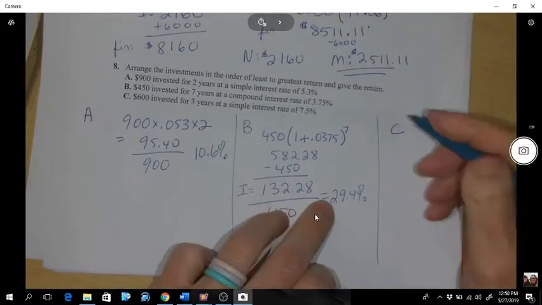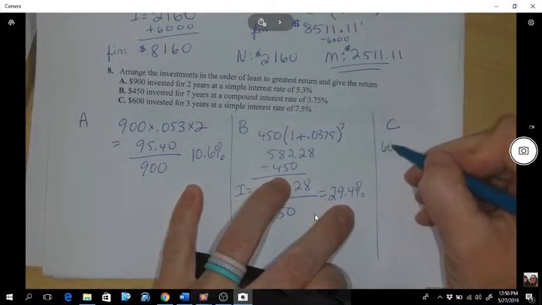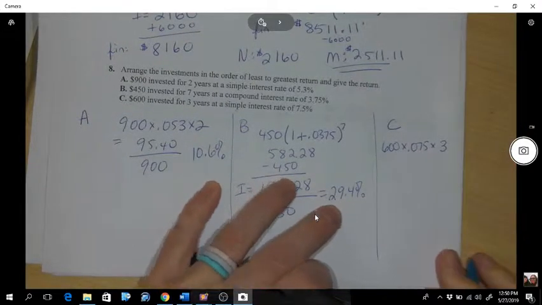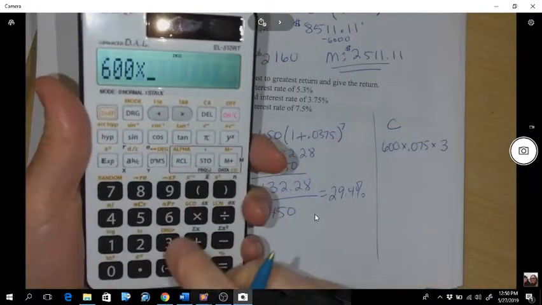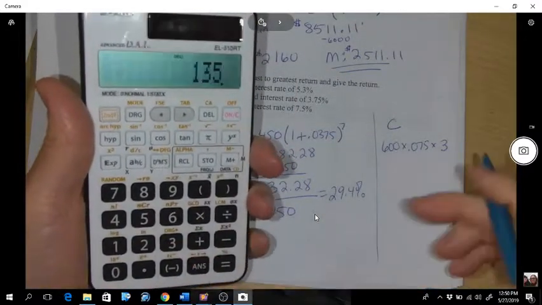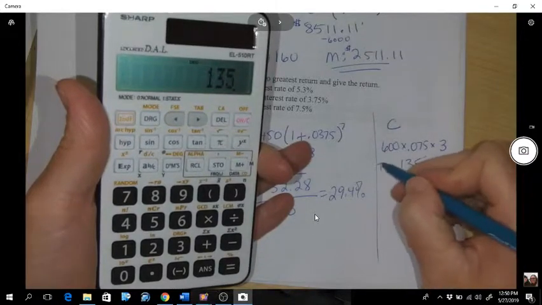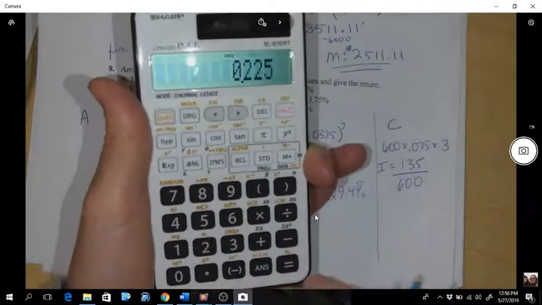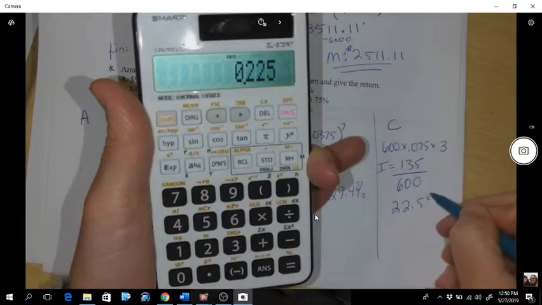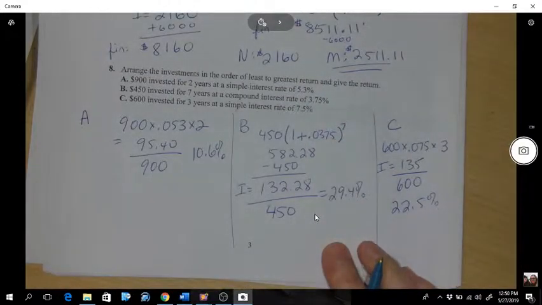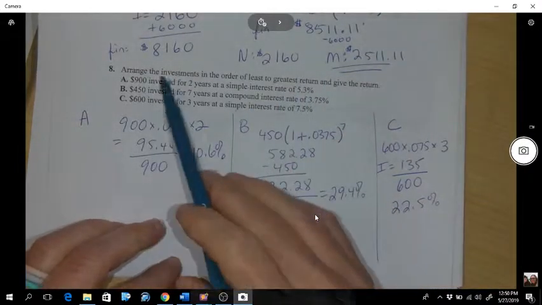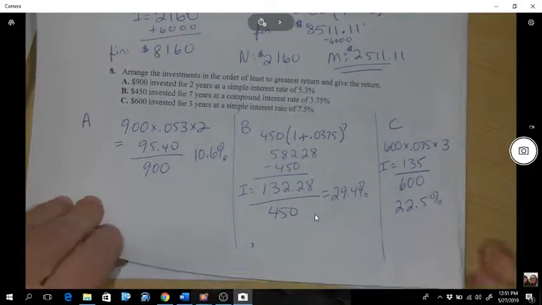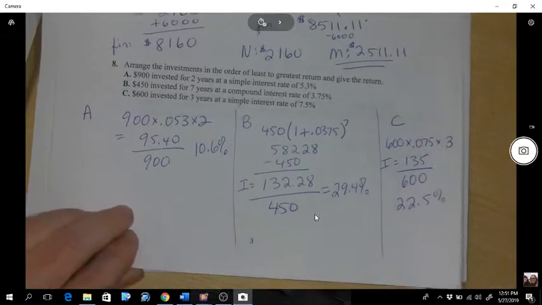Alright, and C, simple interest, so 600, P times R times T. So 600 times 0.075 times 3, $135 of interest out of an investment of 600, 22.5%. Okay, so there are the 3, and you can order them least to greatest.